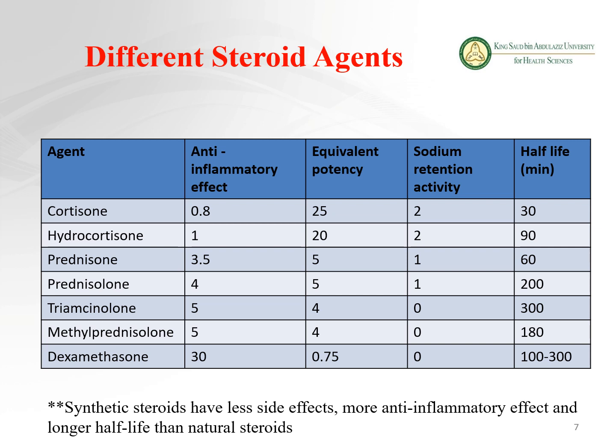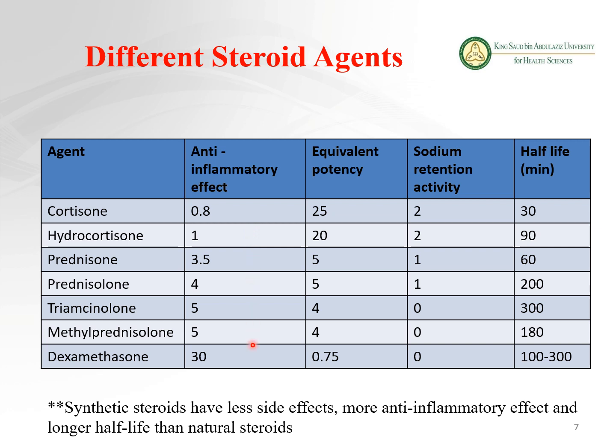We have different types of steroid agents: cortisol, hydrocortisone. These are the natural steroids, while these are the synthetic forms of steroids. So you might have seen that synthetic steroids have fewer side effects, more anti-inflammatory effect, and longer half-life than natural steroids. So this is the anti-inflammatory effect.